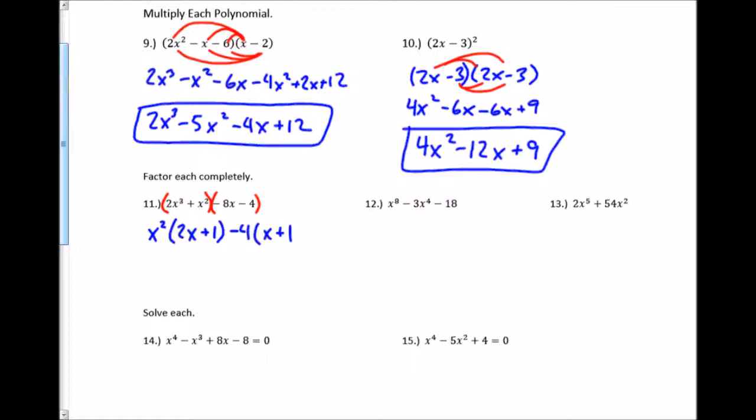Sorry, a 2x plus 1. So now my 2 factors are the 2x plus 1 and the x squared minus 4. But of course, an x squared minus 4 is a difference of squares, so I have to factor this thing a little bit further. Factors into an x plus 2 and x minus 2.